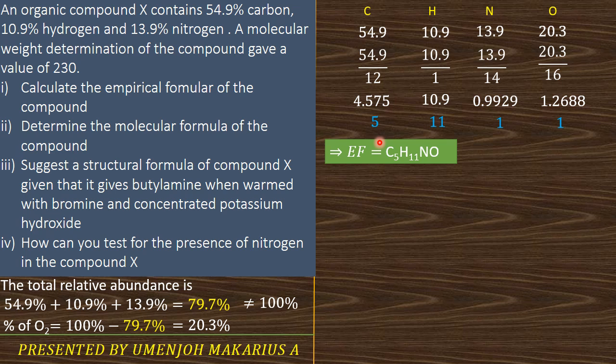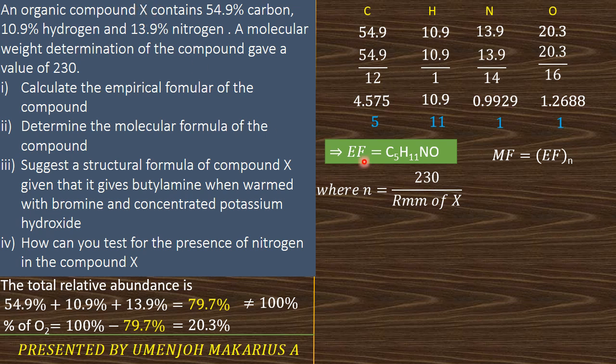Thank you so much. Then friends, since we have the empirical formula, let's move on to get the molecular formula. We should first know that the molecular formula is simply given as the empirical formula times n. We have the empirical formula already, but we don't have n. We should also know that n is given as the relative molecular mass of our compound, which has been given as 230, all over the relative molecular mass of the empirical formula of X. We've used X because the question here was talking about X.